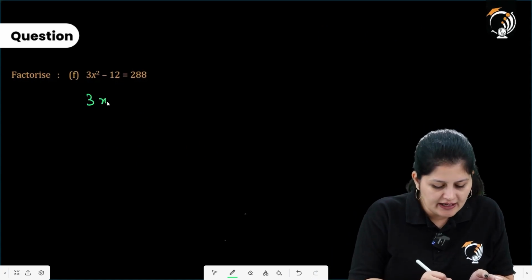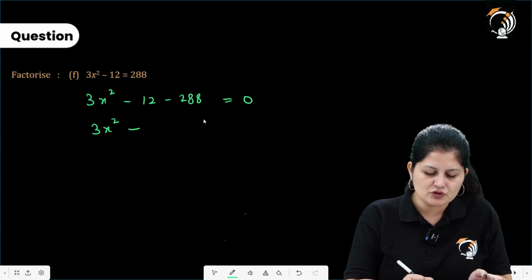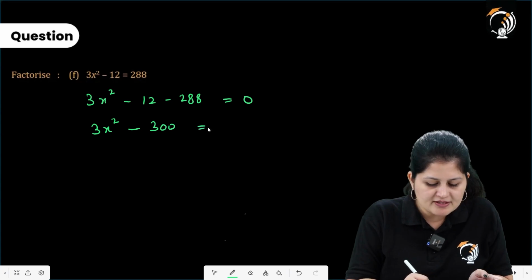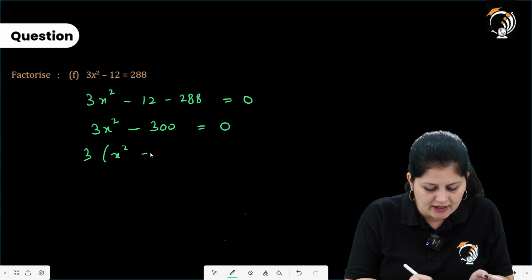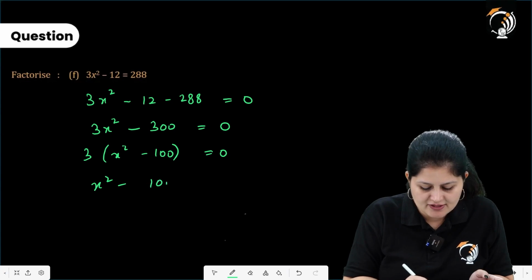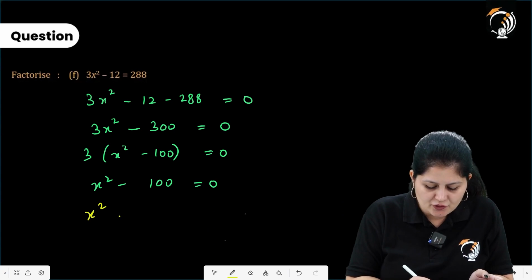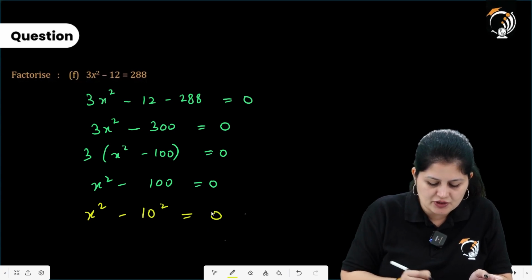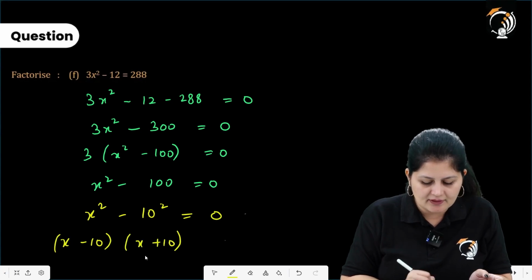It says 3x square minus 12 minus 288 is equal to 0. So this is going to be 3x square minus, if we just solve it, it is coming out to be 300 is equal to 0. So we can just take 3 common here. This is going to be x square minus 100 is equal to 0. Further, 100 can be written as 10 square. So this is going to be x square minus 10 square is equal to 0, giving you the factors as x minus 10 and x plus 10. Clear?